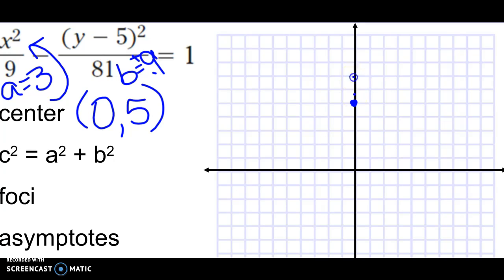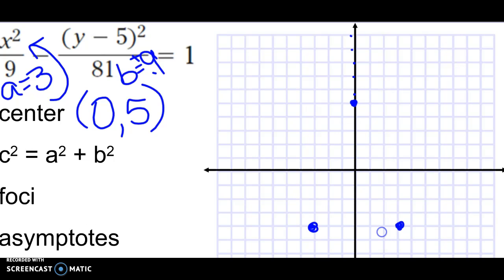So I don't think I'm going to make it to get to this one. 1, 2, 3, 4, 5. I don't know if I'm going to make it. So let's try to go to the bottom one. 1, 2, 3, 4, 5, 6, 7, 8, 9. And then I'm going to go over left and right 3. 1, 2, 3, draw a dot. 1, 2, 3, draw a dot. Okay, so we'll deal with the top half of this graph in a little bit.